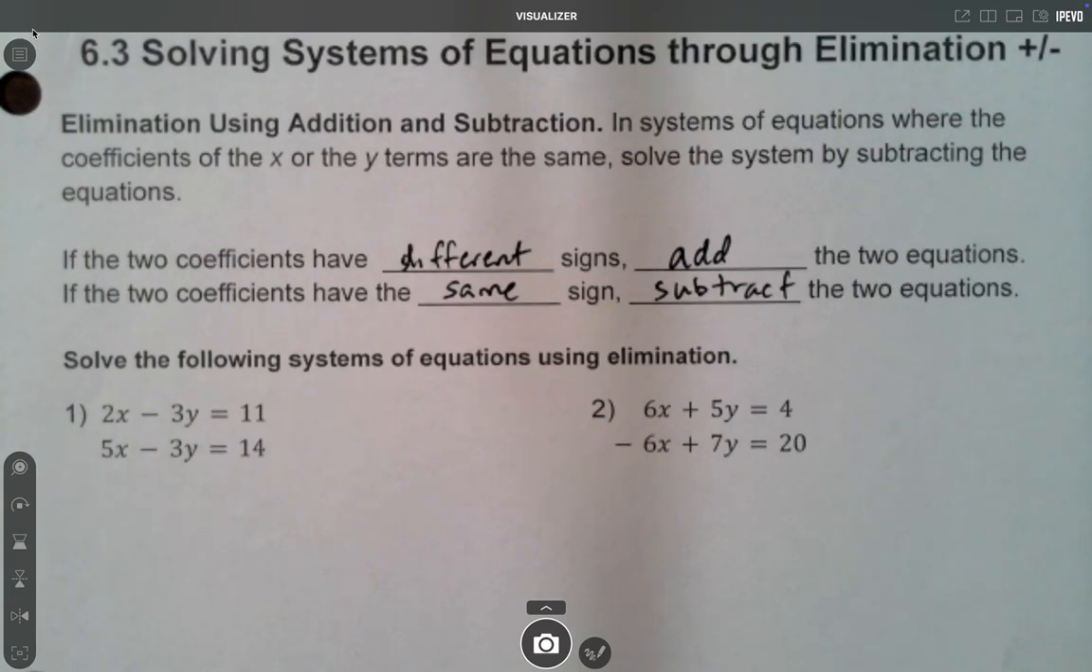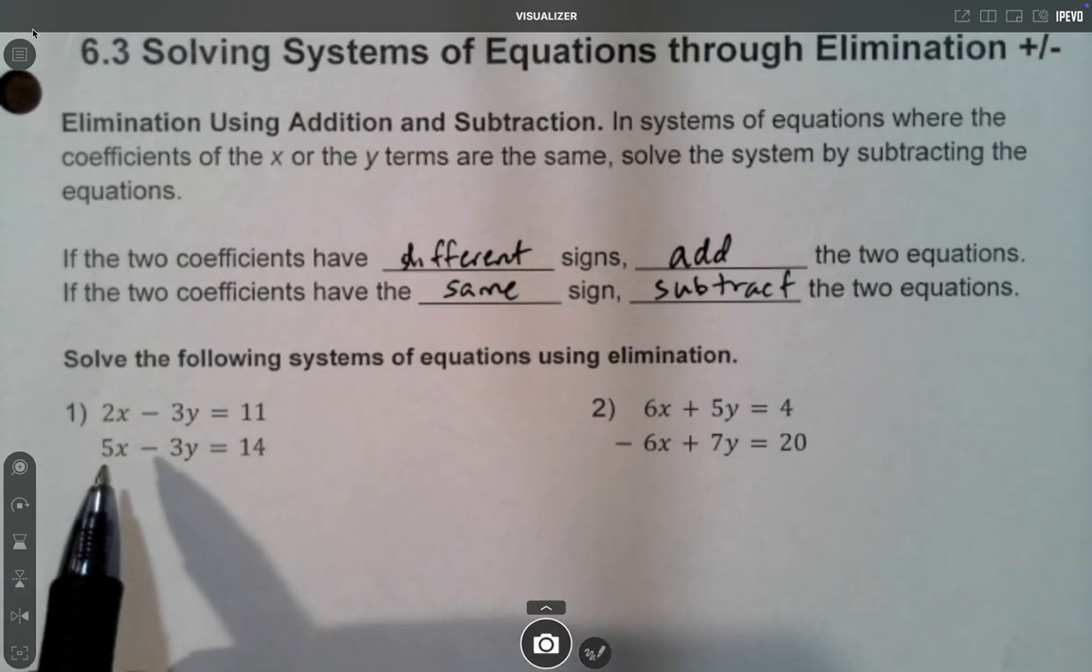So if you remember, when we were solving through algebraic methods, in other words, the non-graphing way, we learned substitution, and with substitution, we typically looked for a variable that had no coefficient. Well, as you see in number 1 and number 2 here, every variable has a coefficient.